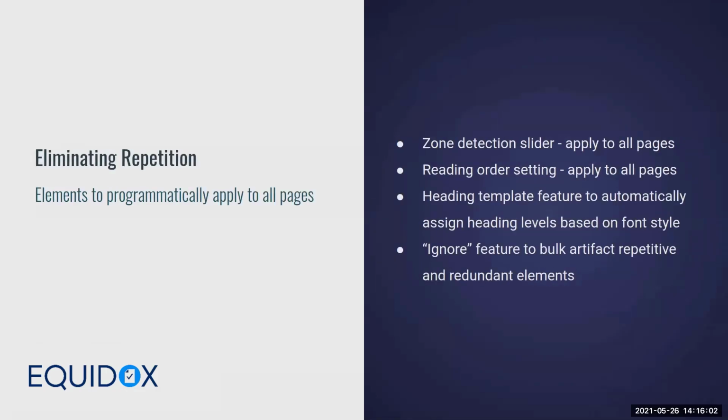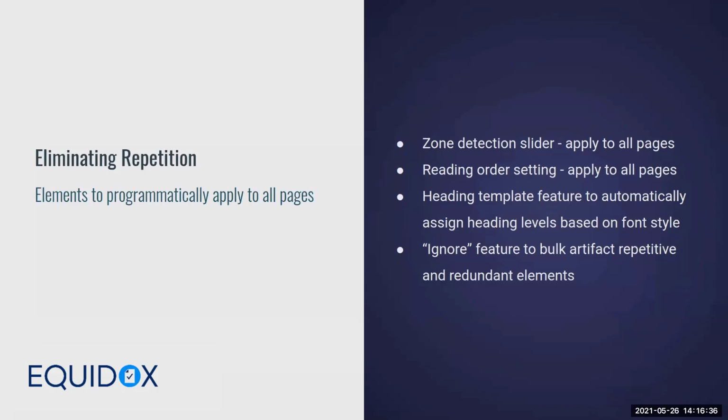Now, eliminating repetition. We have a lot of different tools built into Equidox that allow you to programmatically apply things to all pages. If you are an existing Equidox user, or perhaps you've seen a demonstration before, you're probably familiar with our zone detection slider. This is a tool that will redefine or detect the reading zones within a document. And if you find that you have pretty consistent formatting throughout the entire document, you can apply this to all pages.